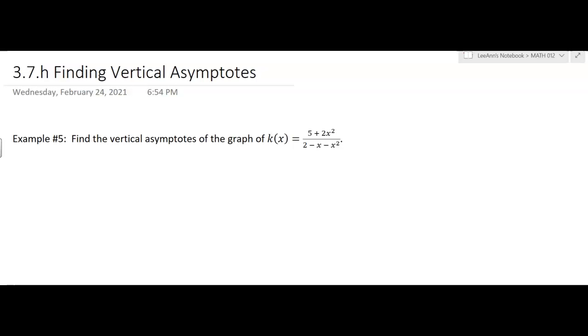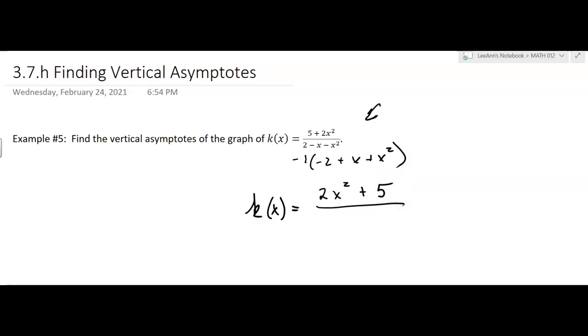So now we want to use those steps and find vertical asymptotes. So I look at my function here, and first of all, I don't like that denominator. It's not in standard form. So I'm going to factor out a -1, and that's going to make it -2 plus x squared. And then I'm going to rearrange that. So I'm going to have k of x equaling, and I'm going to rearrange the numerator, 2x squared plus 5. You don't have to do it that way, but I prefer to have them in standard form.